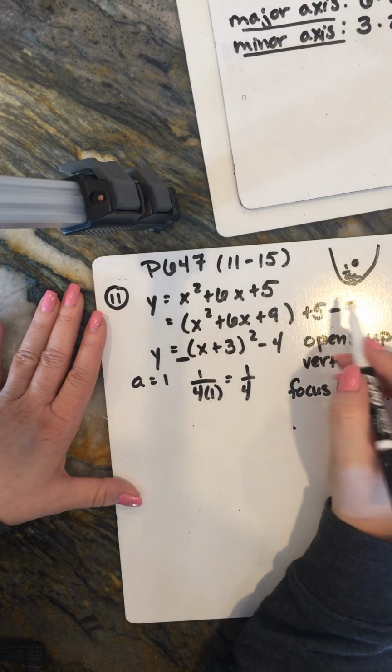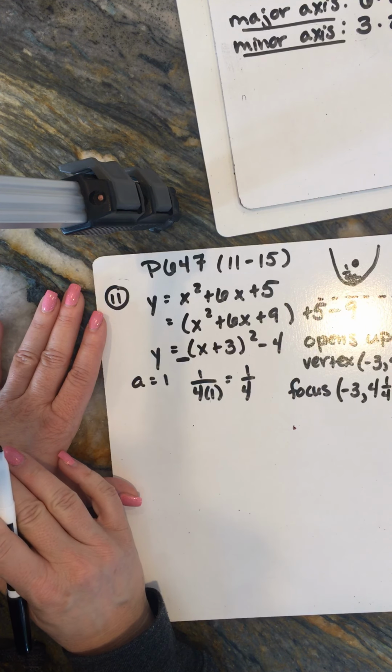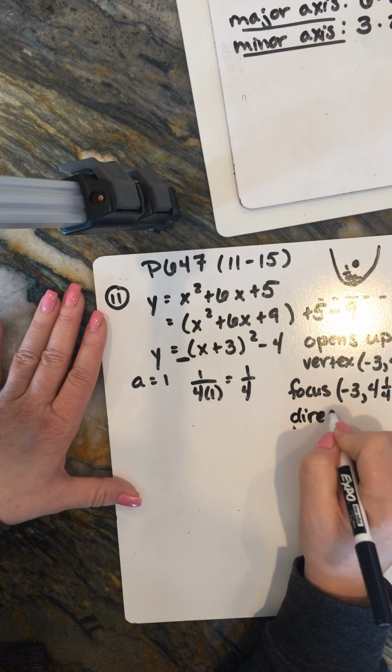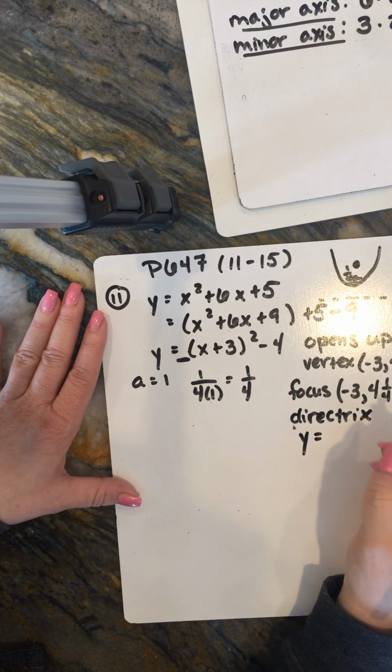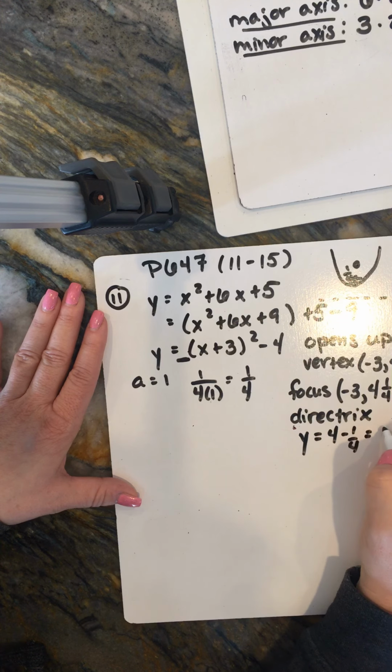The directrix is going to be below the vertex, and it is a y, so I'll write directrix. It is y equals 4 minus 1/4, or 3 3/4.